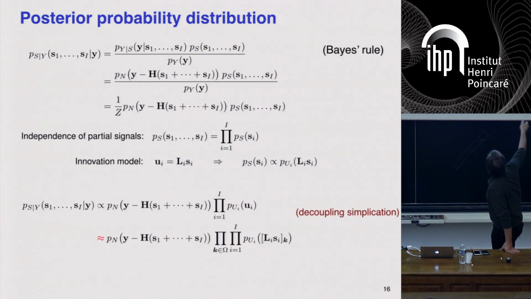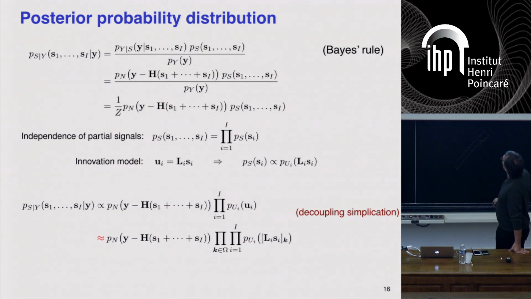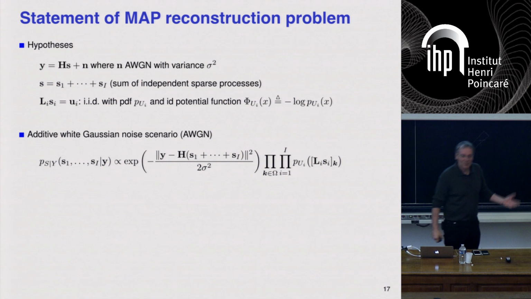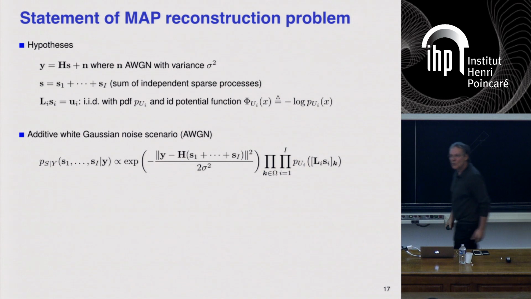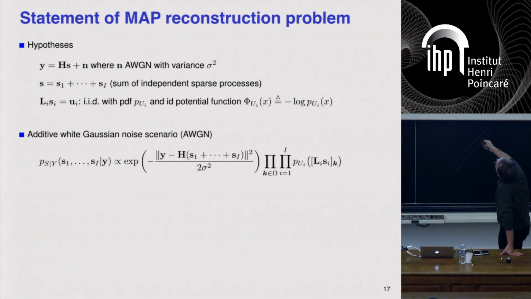But if you say, okay, this L operator can whiten, actually this can be made into a product. And so at the end, you can just write it like that. Okay, statement of the MAP reconstruction problem. So now at the end, we were with this model, y = Hs + n, s equal the sum of those s_i, L s_i equal u_i. Those are IID with, you know, some certain known potential function that corresponds to those infinitely divisible laws.